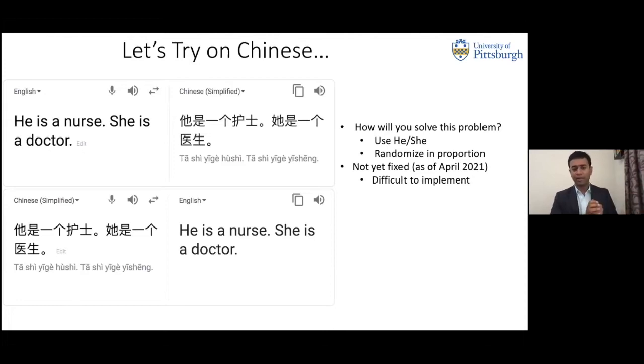Companies like Google, Amazon, and Microsoft are working on that. So I don't want to blame these companies and jump the gun. My guess is that these are difficult problems to fix. For example, even if you fix it for he and she, and in the case of nurses and doctors, there can be millions of such combinations where you might find this kind of bias in language translation. So this is a difficult problem to fix. That's what my guess is.